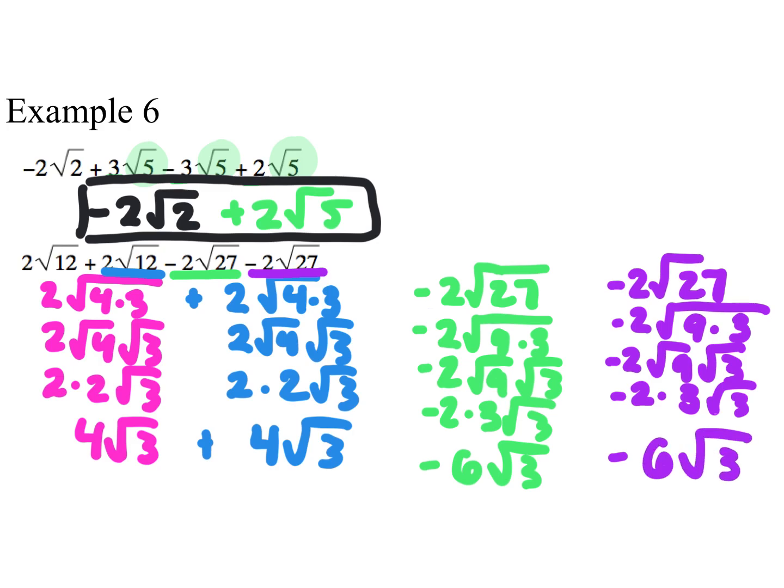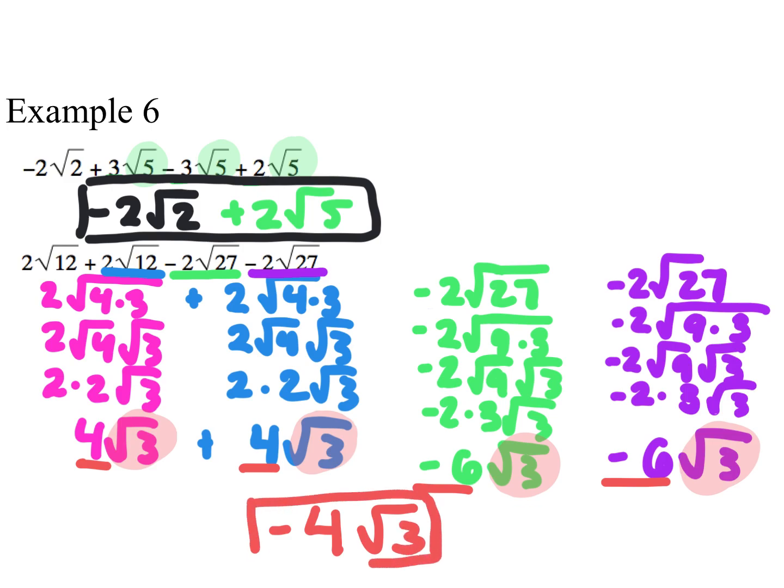So now I have to combine the like radicals. What I can identify is that in this case, these actually all have the same radicand. They all have a radicand of 3, meaning you can combine the coefficients for all these. So 4 plus 4 minus 6 minus 6, your answer is negative 4 radical 3. So we can see that sometimes our answers become very neat, nice answers, and sometimes they're very messy, and it just depends on the problem.